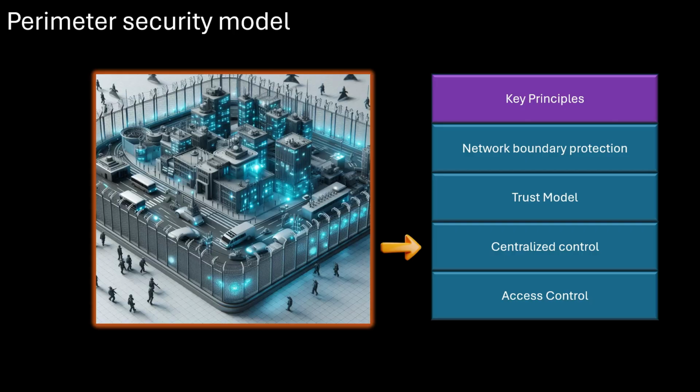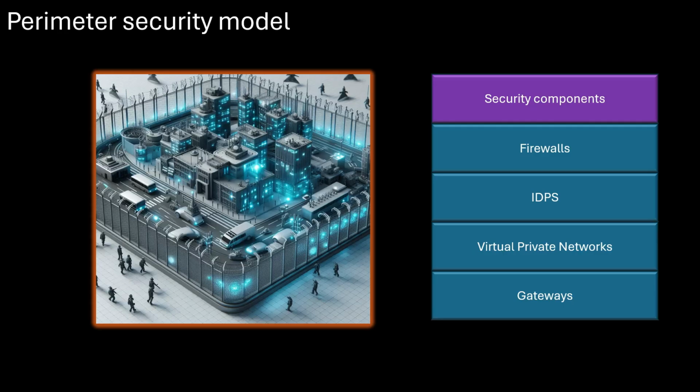In this case, security controls and monitoring are centralized at the network edge. The goal is to detect and block malicious traffic before it can enter the internal network. And fourth principle is access control. In this case, the perimeter security model often relies on access control mechanisms at the boundary, such as virtual private networks and gateways, to authenticate and authorize users trying to access the network remotely.